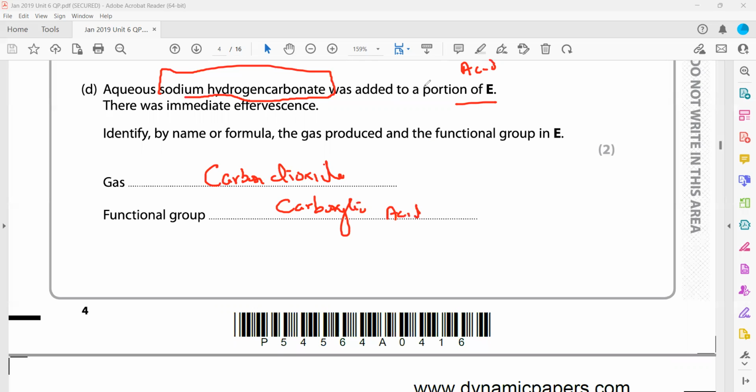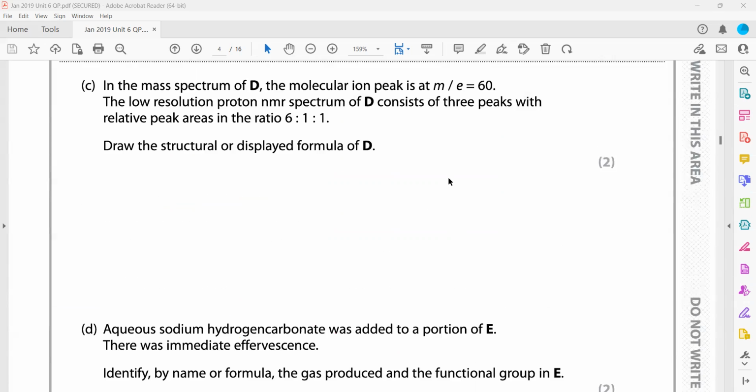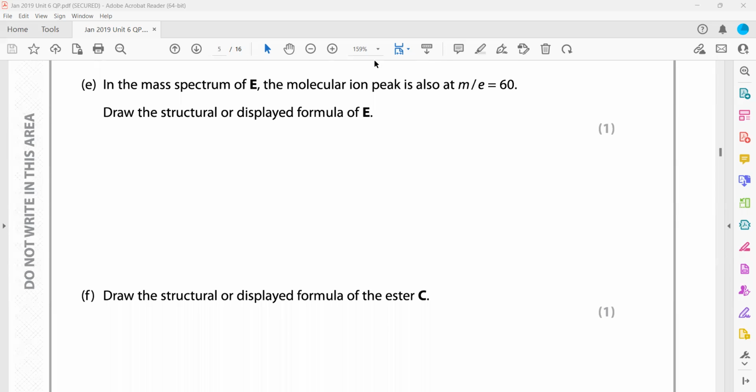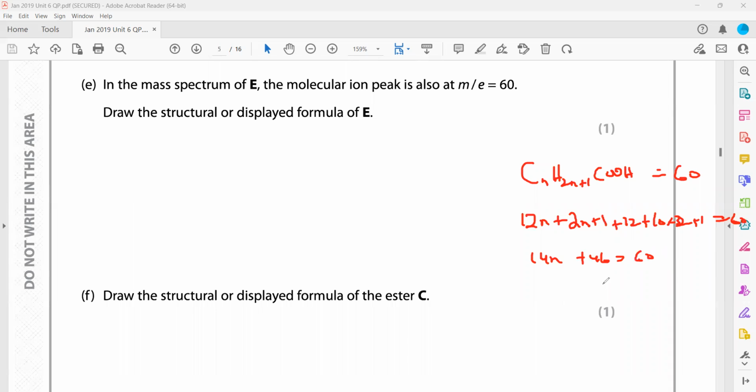So E is carboxylic acid, and D was propan-2-ol. E also has a molecular ion peak at 60. The general formula for a carboxylic acid is CnH2n+1COOH, and the total should be 60. So 12n, because one carbon is 12, plus 2n plus 1, plus 12, plus oxygen 16 times 2, which is 32, plus hydrogen 1, should total 60. So this is 14n, and 32 plus 12 is 44, then 46 will be there. So 46 is equal to 60.